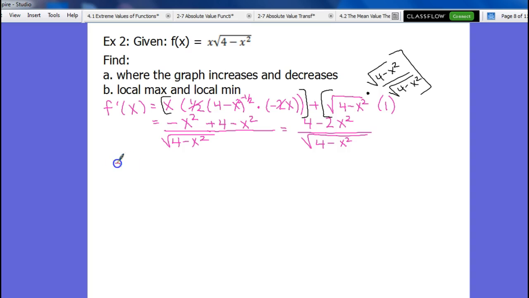Okay, so there we would set 0 equal to 4 minus 2x squared and 0 equal to the square root of 4 minus x squared. So these are going to give you the f primes of zeros. These are going to give you the f primes of dne. So you add your 2x squared over, divide by 4.